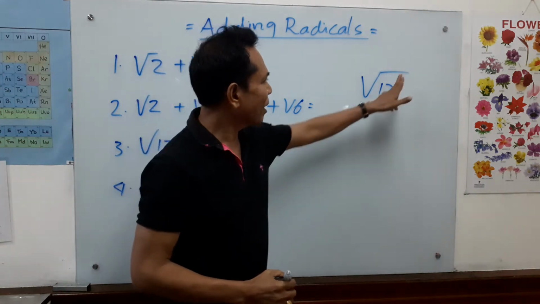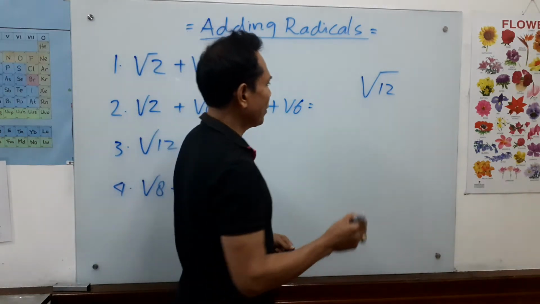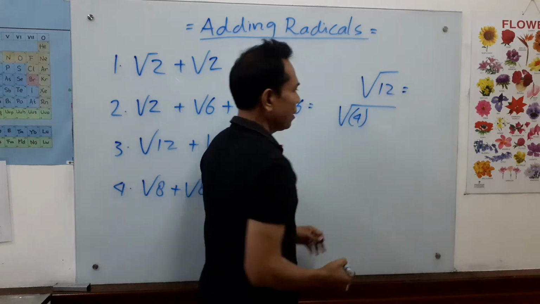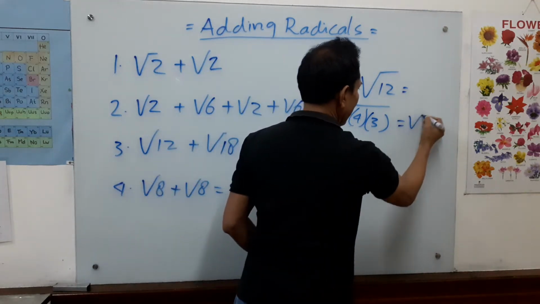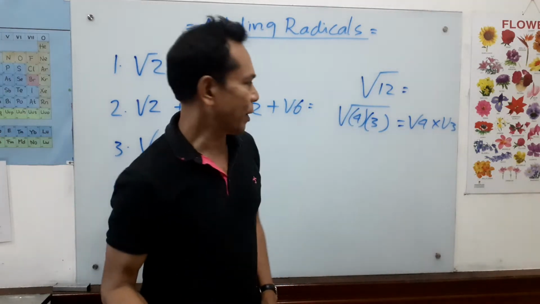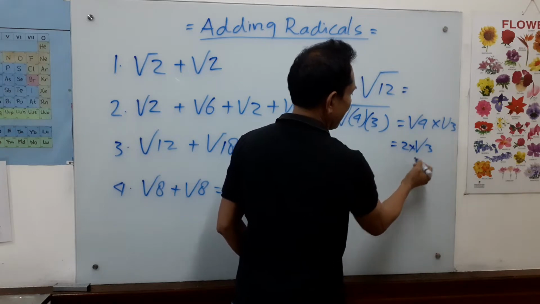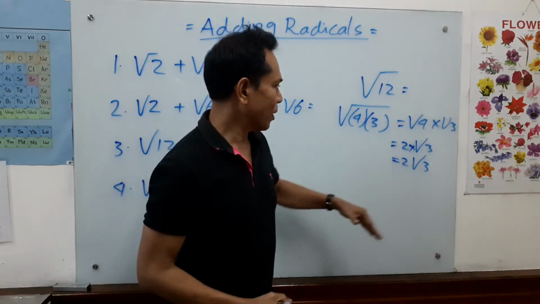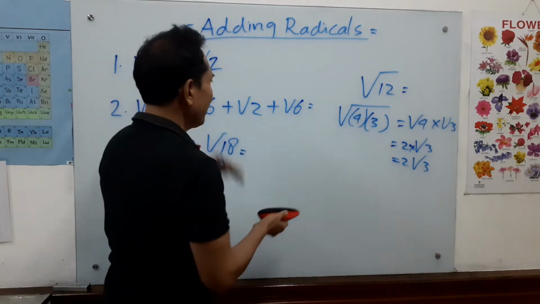Okay, so we see here how we simplify radical 12, square root 12. We have square root of 4 times 3. So we have square root 4 times square root 3, or radical 4 times radical 3. This means 2 times radical 3, so it is 2 radical 3. That's how we simplify square roots, or how we simplify radicals. Now we move to these questions here.